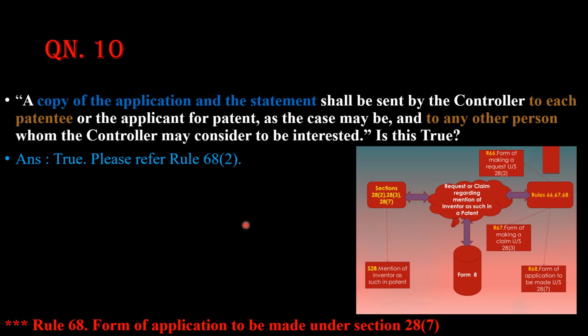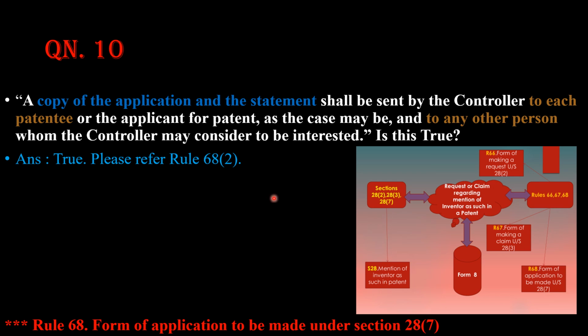Friends, you can compare question number 9 and question number 10 and find out what the difference is. So what is rule 68? This is form of application to be made under section 28 subsection 7. The same thing is written here as well. Rule number 68, form of application to be made under section 28 subsection 7. So you can remember that very well.